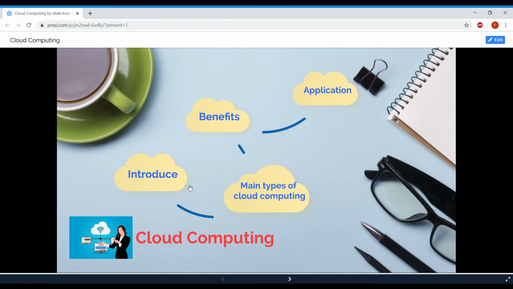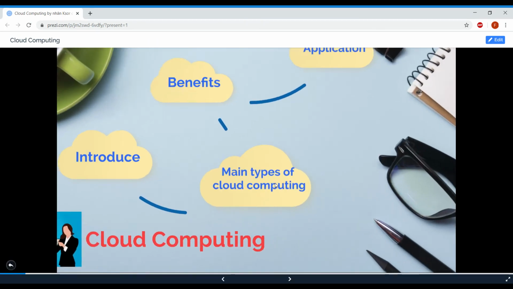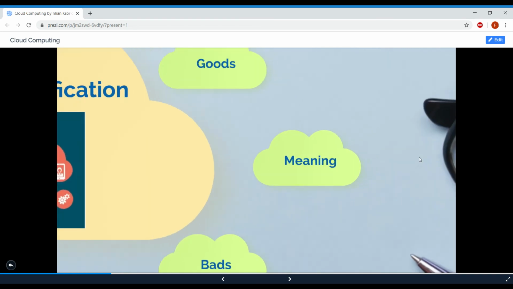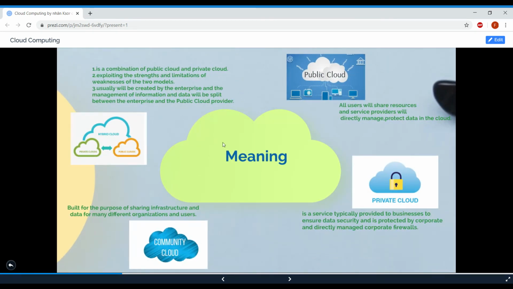Cloud computing includes four types. They are public cloud, private cloud, hybrid cloud, and the last one is community cloud. The public cloud means everyone can use and share information, because the public cloud is not limited to users.